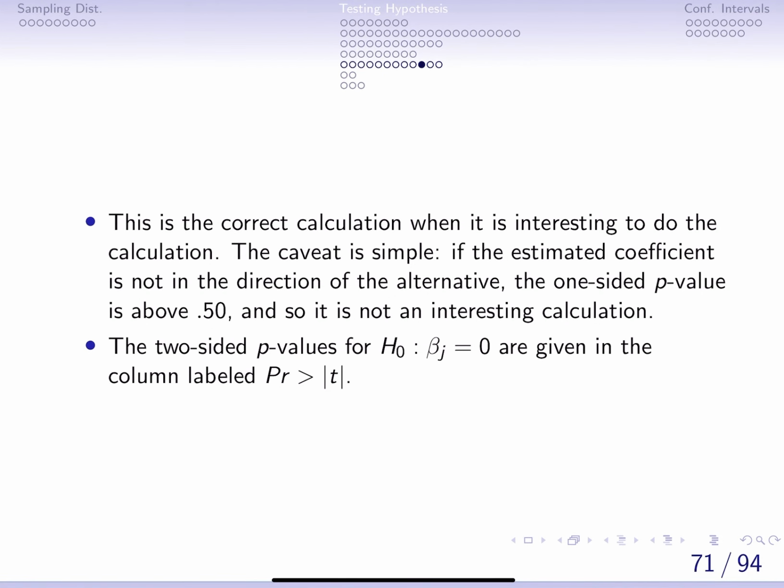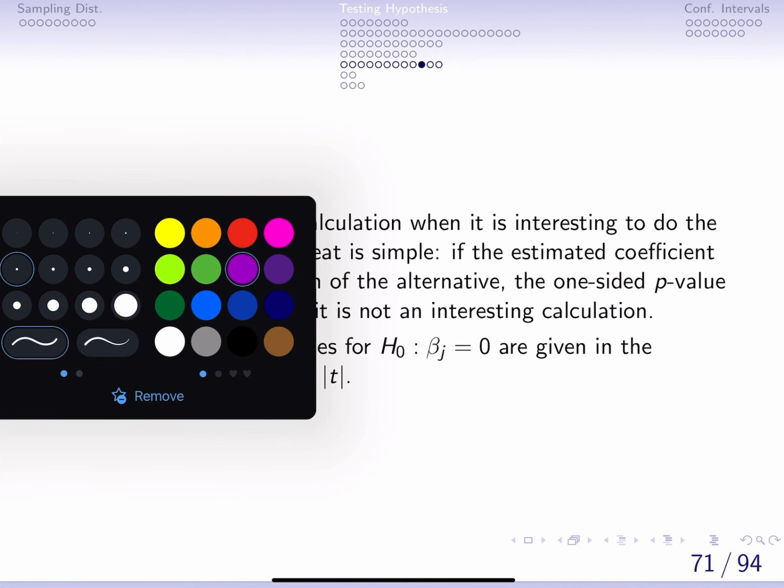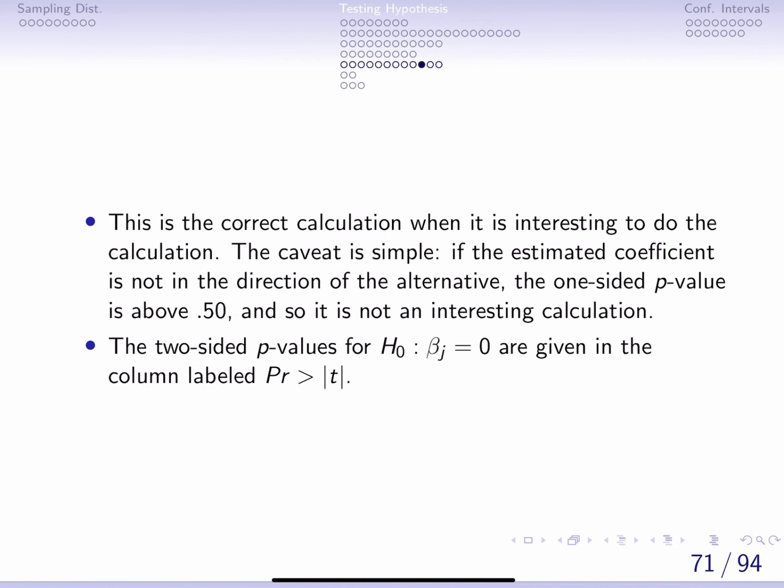Okay, so if you look at your regression output in R, there would be a column that is labeled the probability of t, the big T, being greater than the t statistic, and that's your p-value. Okay.